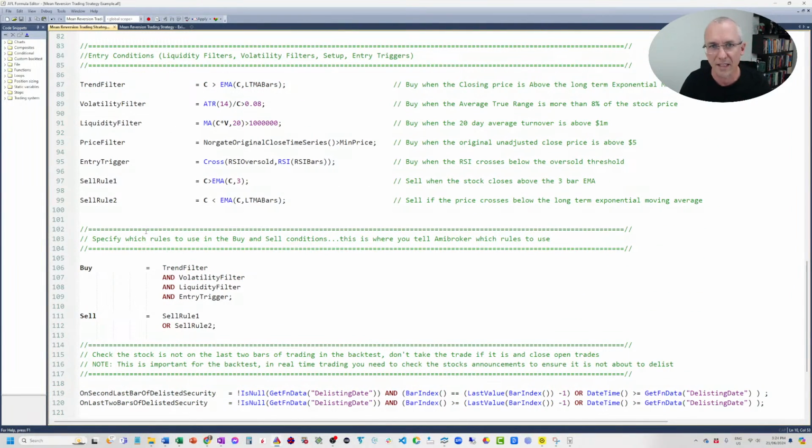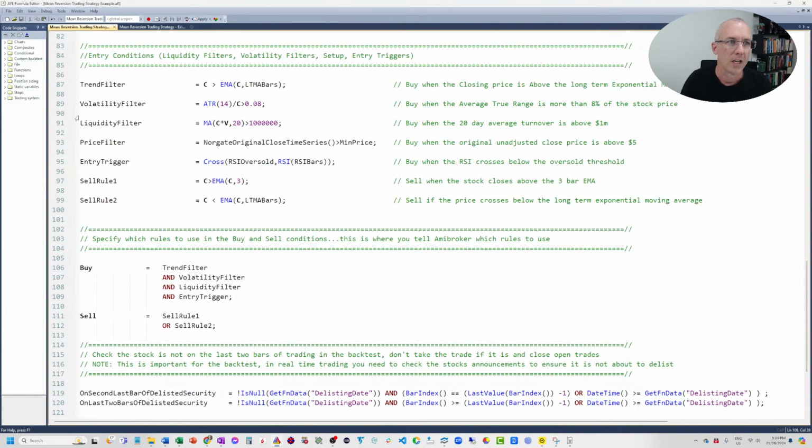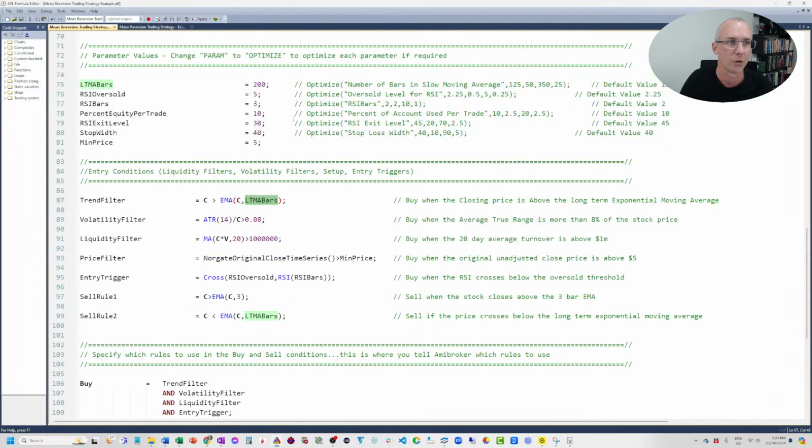I'm not going to go through all the detail of the code because we'll be here for hours. But it's super simple. You can see basically the crux of the system is contained here in this section. So what we've got is a trend filter, and the trend filter is just that the close of the stock price has to be above the long-term moving average, and that's a 200-bar moving average. We've got a volatility filter. We want the average true range divided by the closing price to be above 0.08, so above 8%. So we want fairly volatile stocks.